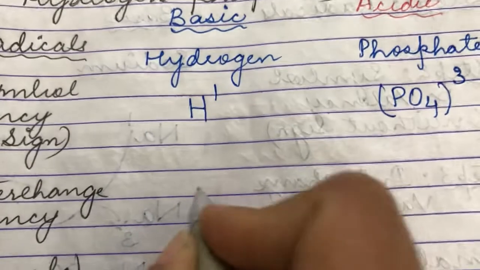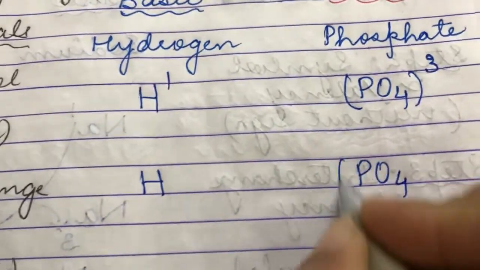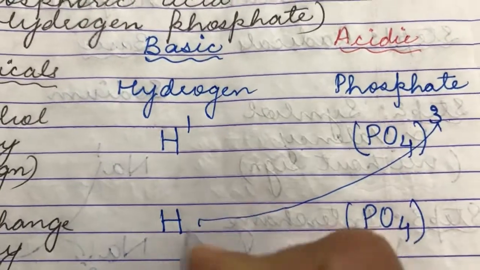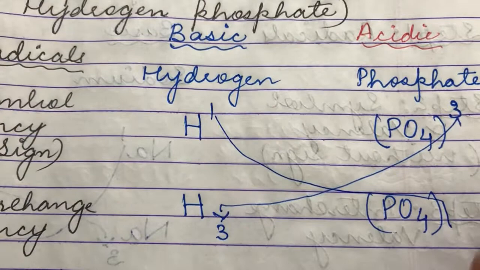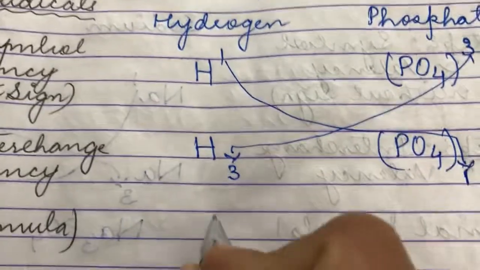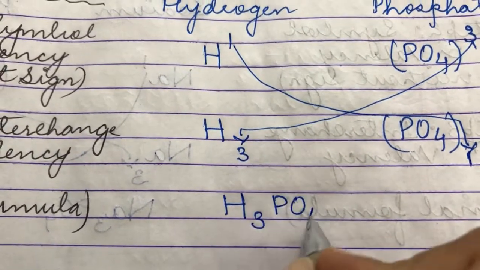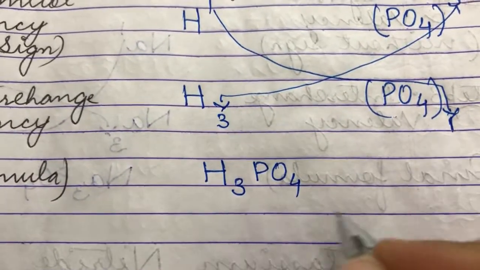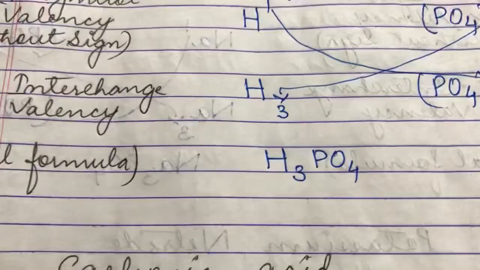3. On interchange, we write H as it is, we write PO4 as it is, put this in a bracket. This 3 comes down here in the subscript of hydrogen. This 1 comes down here in the subscript of phosphate, PO4. In the final formula, we write it like this, H3PO4. We omit the 1 because if nothing is written, it means it's 1. So the formula of phosphoric acid is H3PO4.